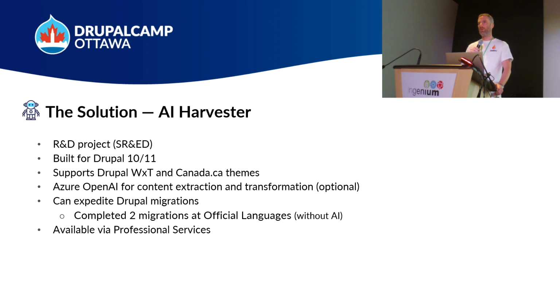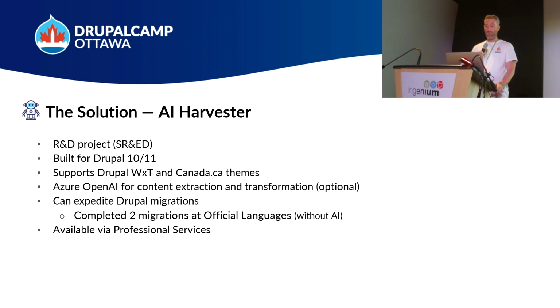There's actually two modules. One of them is the harvester module, and it can run independently. You don't need to have AI to run this. And then there's a sub-module called AI Harvester, and that gives us all the AI integration. So we can install that and use AI in our migration pipeline as well.